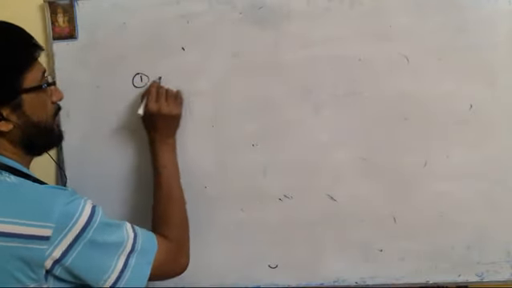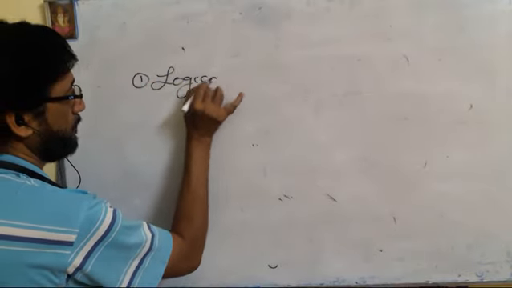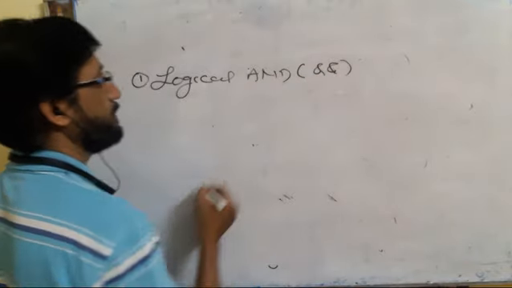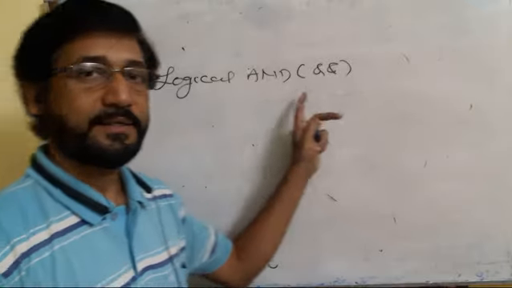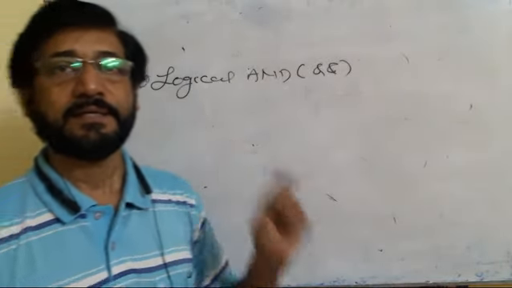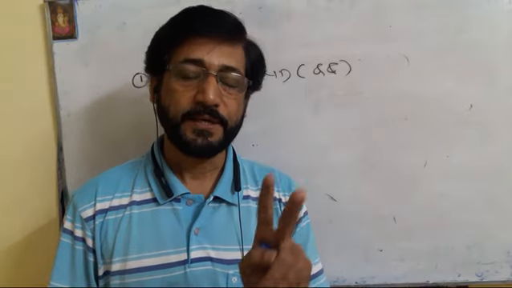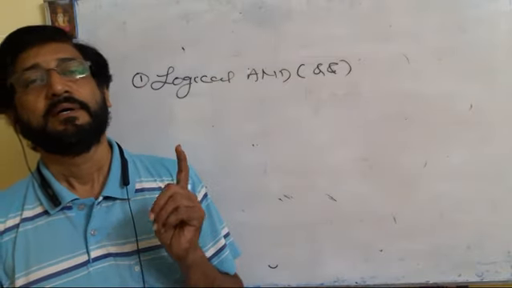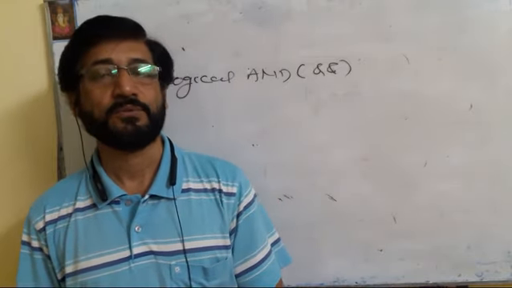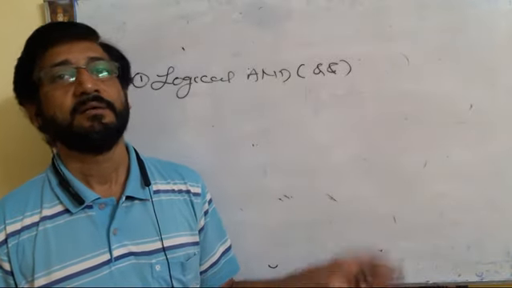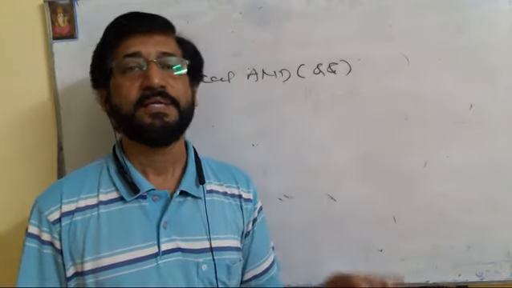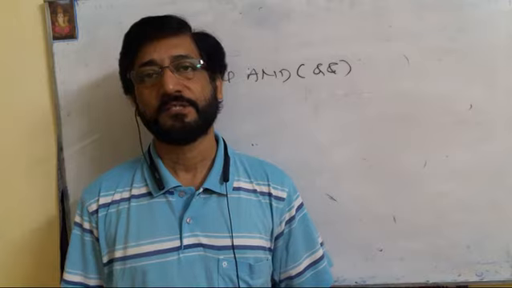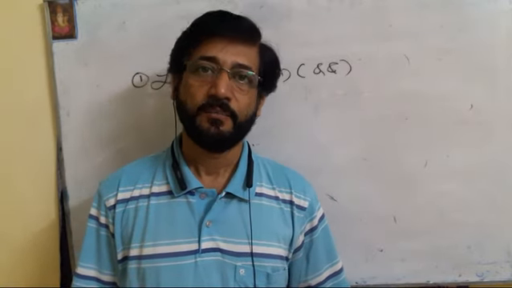First one is logical AND. The double ampersand sign is used as logical AND. It is a binary infix operator. It takes two operands, and both the operands are relational expressions. If the result of both the relational expressions is true, then the result of the logical expression formed by logical AND is true. Otherwise, the result of the logical expression is false. If any one of the relational expressions is false, then the result of the logical expression is false.